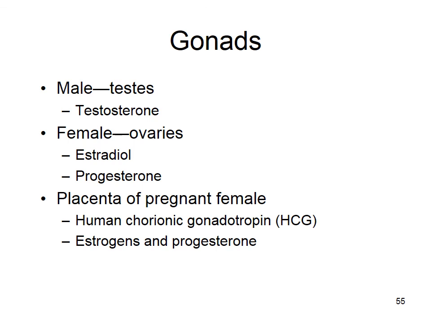The other endocrine organ that's only present in pregnant females is the placenta. The placenta also produces estrogen and progesterone. Later in pregnancy, the placenta is the major source of those two hormones to maintain pregnancy. Early in pregnancy, the placenta produces what's called human chorionic gonadotropin. This is not a steroid hormone, this is a peptide hormone. It's also known as HCG.